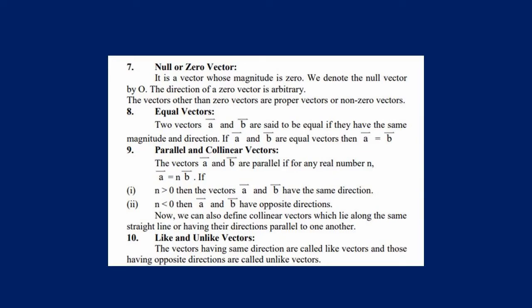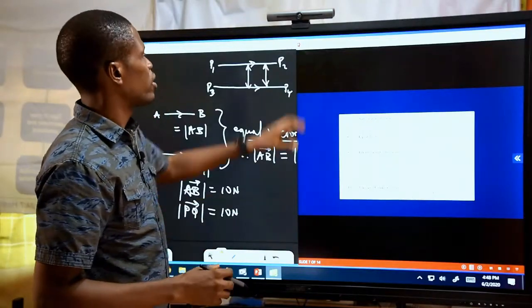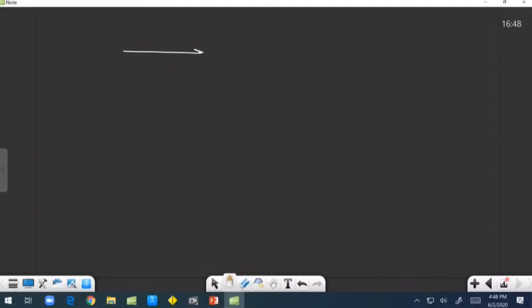We have like and unlike vectors. Like vectors means that they act in the same direction. Two vectors that act in the same direction are called like vectors. Let me call this vector A, and we have vector B, and they are acting in the same direction. We call them like vectors.